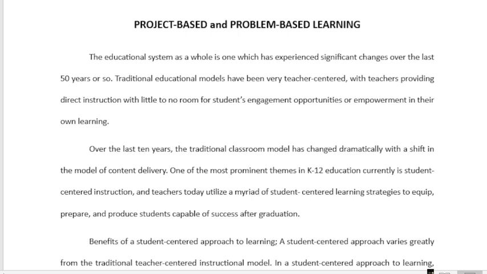Over the last 10 years, the traditional classroom model has changed dramatically with a shift in the model of content delivery. One of the most prominent themes in K-12 education currently is student-centered instruction. And teachers today utilize a myriad of student-centered learning strategies to equip, prepare, and produce students capable of success after graduation.